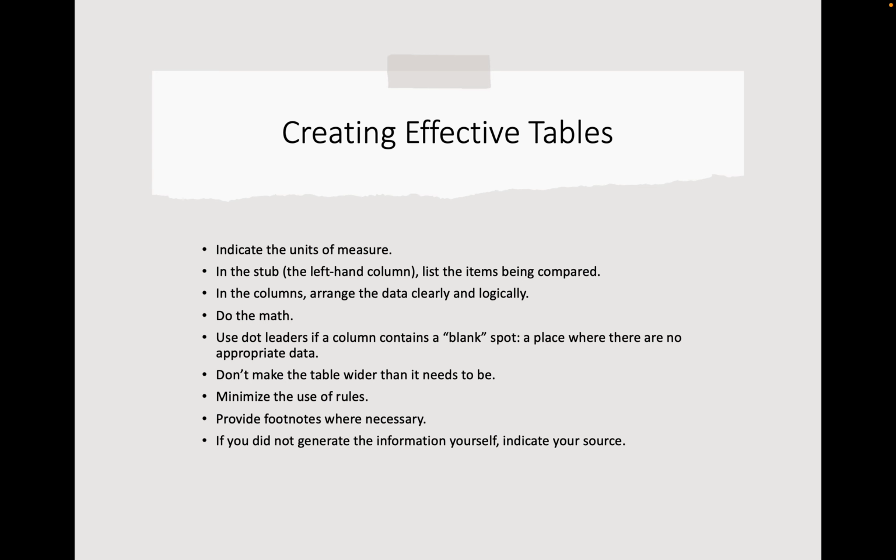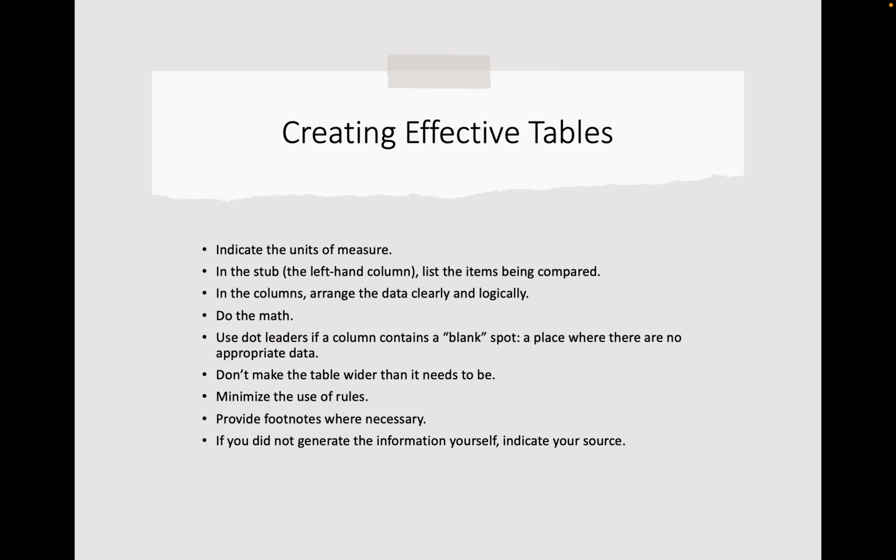So let's talk about the things that you can do to create effective tables. First of all, indicate the units of measure. In the stub, or the left-hand column, list the items that are being compared, and then in the columns, arrange the data clearly and logically. So for example, if we're looking at how many products were sold over the 12 months of the year, start with the first month, start with January, then you go to February, then March. Make it make sense. Arrange the data clearly and logically.